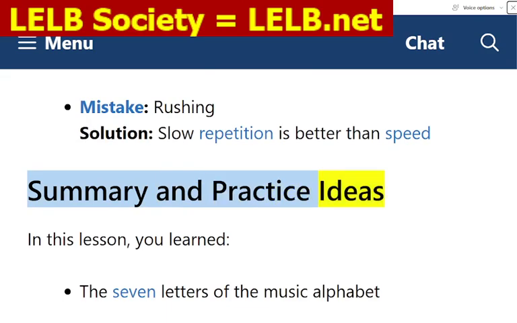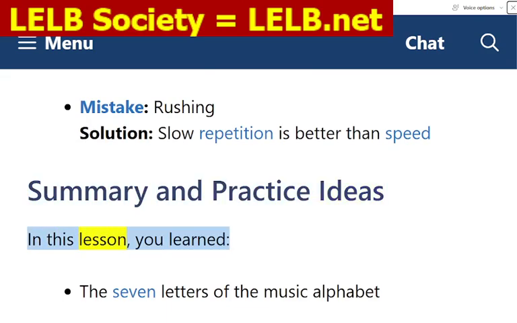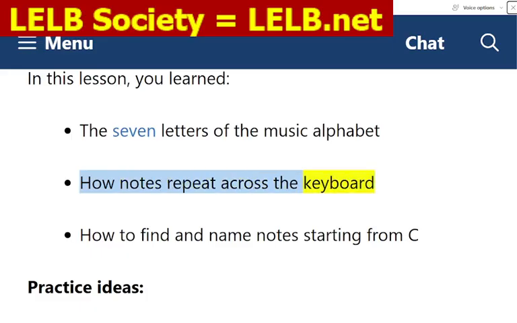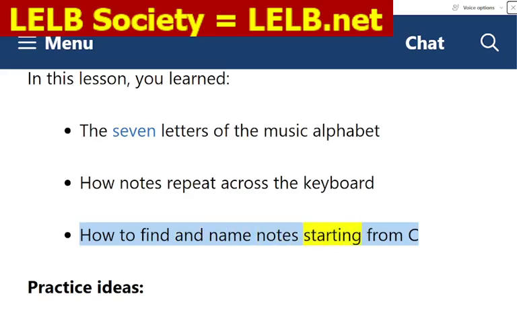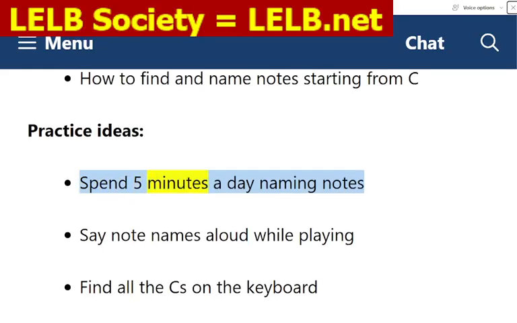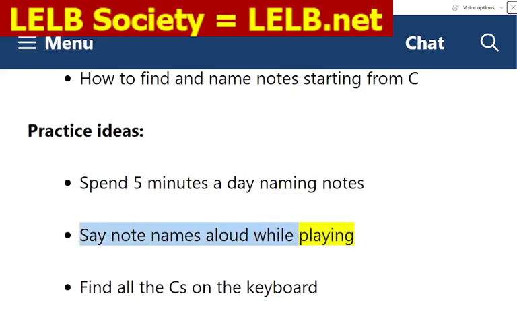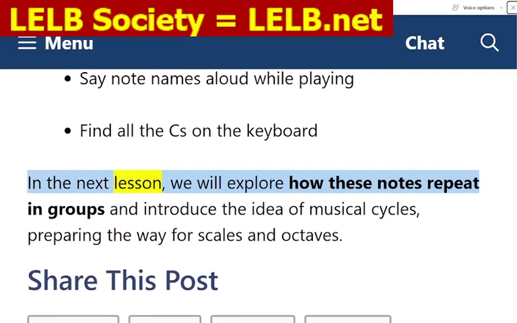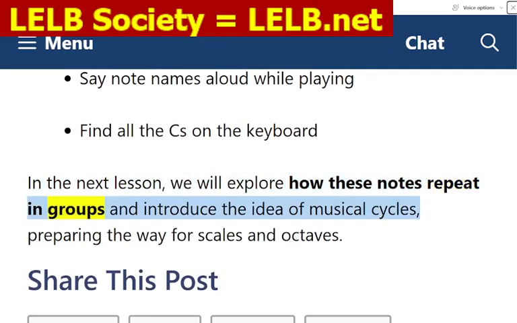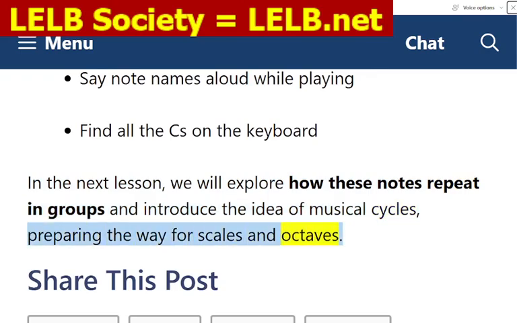Summary and practice ideas. In this lesson, you learned the 7 letters of the music alphabet, how notes repeat across the keyboard, and how to find and name notes starting from C. Practice ideas: spend 5 minutes a day naming notes. Say note names aloud while playing. Find all the Cs on the keyboard. In the next lesson, we will explore how these notes repeat in groups and introduce the idea of musical cycles, preparing the way for scales and octaves.